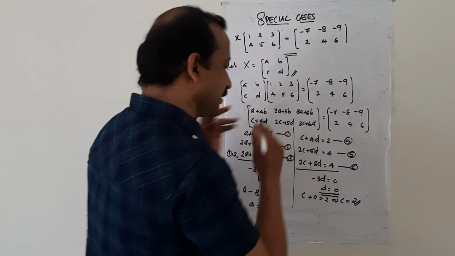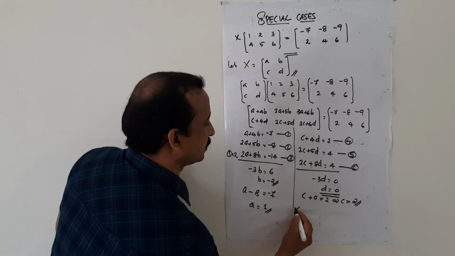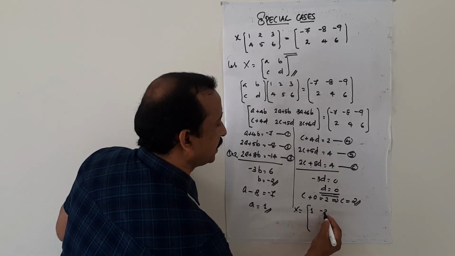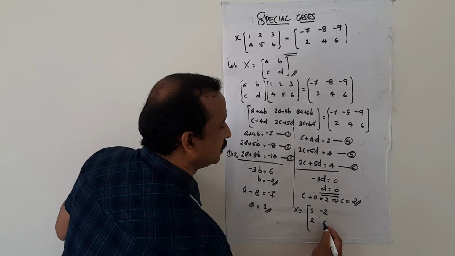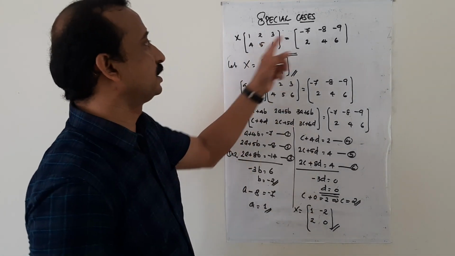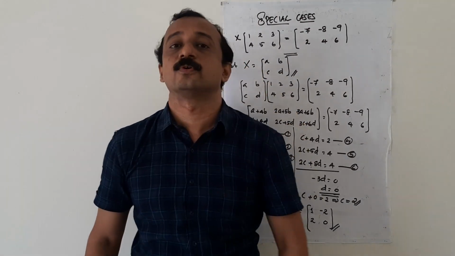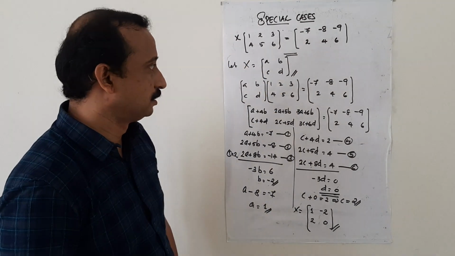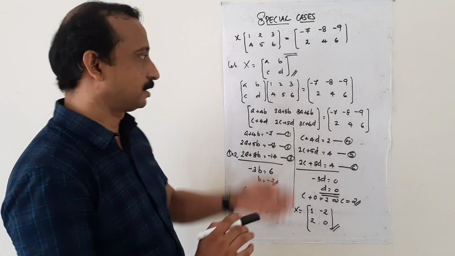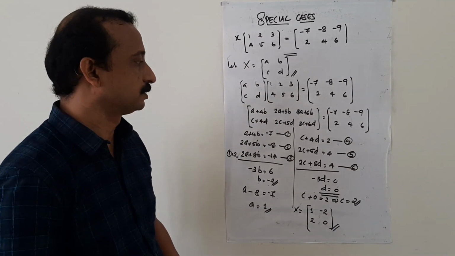Here we get A, B, C, D, and therefore the required matrix X is equal to A corresponding value is 1, B is minus 2, C is 2, D is 0. That is the required matrix. Now multiply this matrix by this matrix, we get the answer minus 7, minus 8, minus 9, 2, 4, 6. Okay, it's very simple, but it's very important. So try to practice the question.